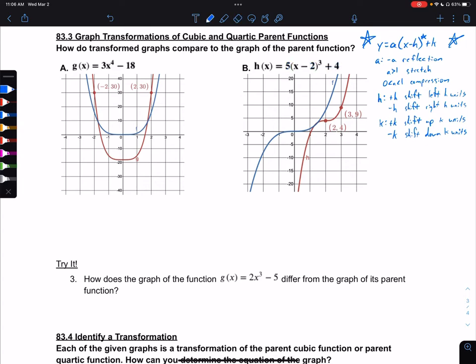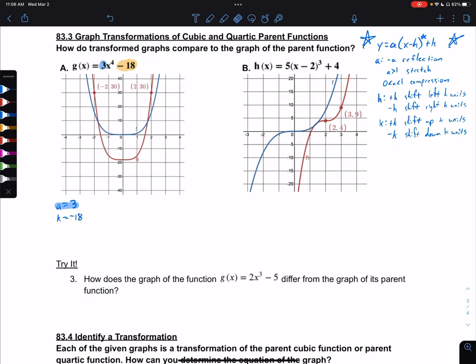Okay, so let's look at 3x to the fourth minus 18. Now we want to ask ourselves, what does the 3 represent? Is that a, h, or k? Well, the 3 is going to be a, so a would be equal to 3. Now the minus 18, we have to be careful. Ask yourself whether that's inside or outside of brackets. It is outside the brackets, so the minus 18 would be k.